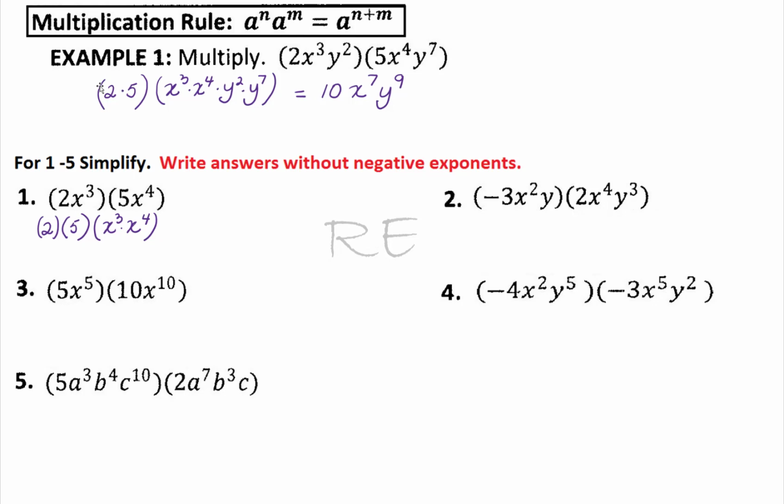Rearranging the factors, we have 2 times 5 and x to the 3rd times x to the 4th. 2 times 5 is 10. And then we add the exponents, 3 plus 4 equal to 7. So it's x to the 7.